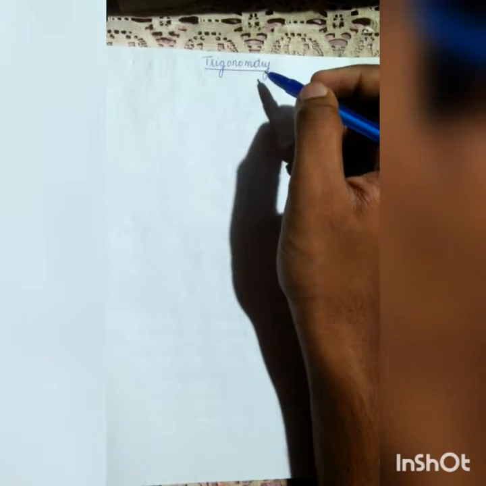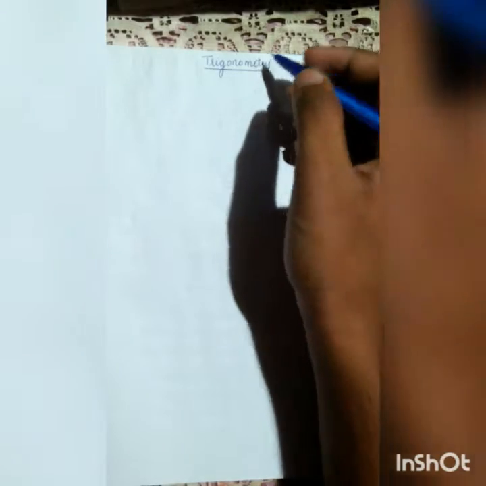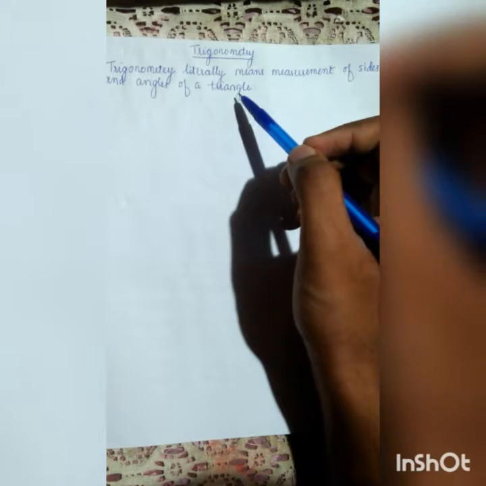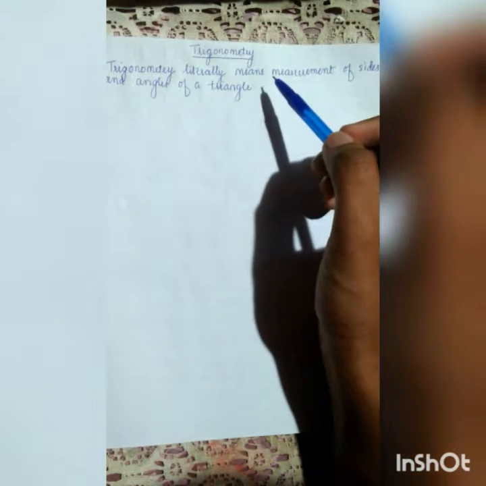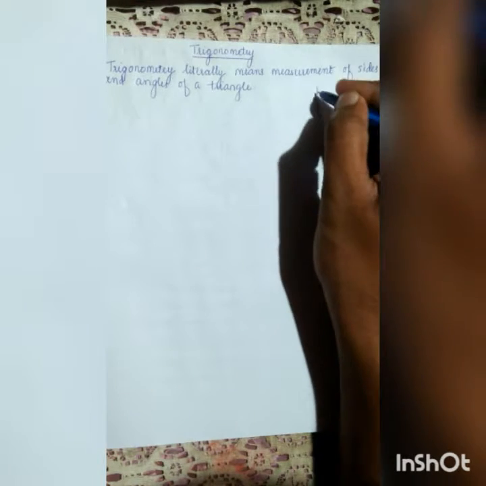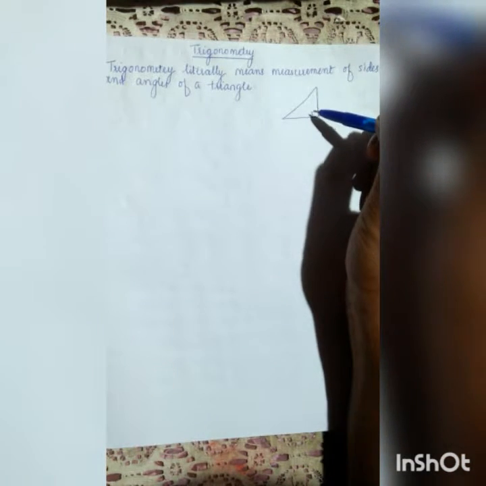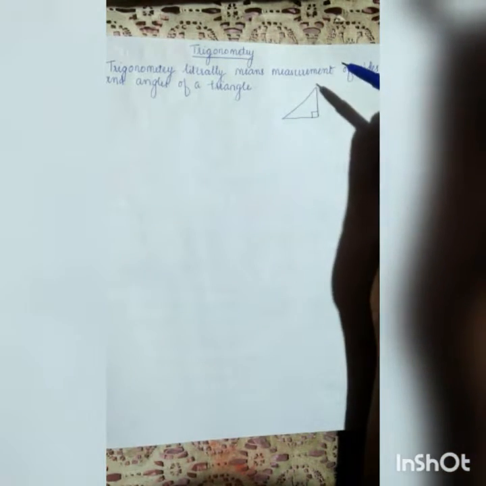So today we are going to study trigonometry. Trigonometry literally means the measurement of sides and angles of a right-angled triangle. Mainly in trigonometry we deal with a right-angle triangle, which means one angle is 90 degrees. So we need to find the sides and angles of the triangle. That measurement is known as trigonometry.